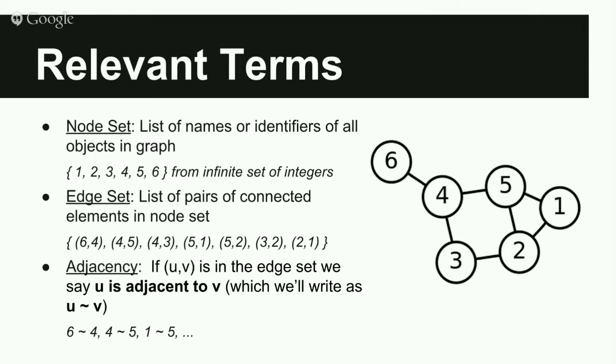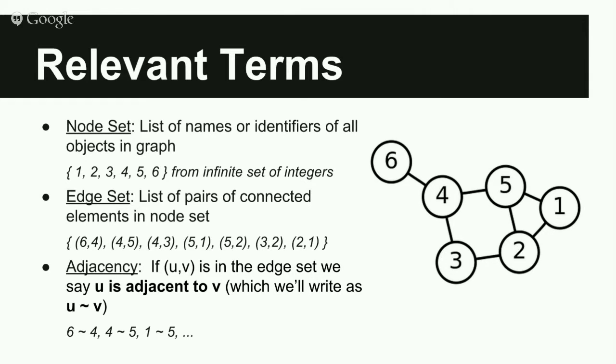And like I said, each graph normally represents something in the real world, so this set comes from the infinite set of integers. An edge set is a list of pairs or tuples of connected elements. So each edge has two nodes that are associated with it.